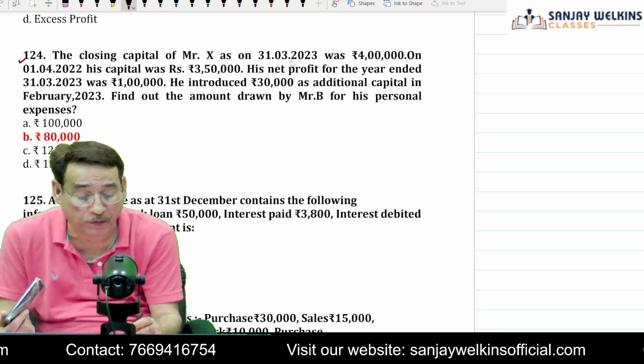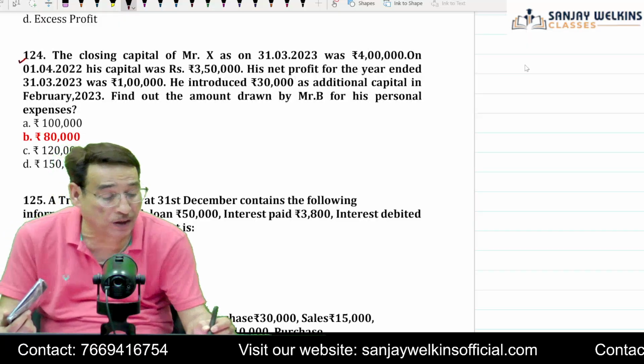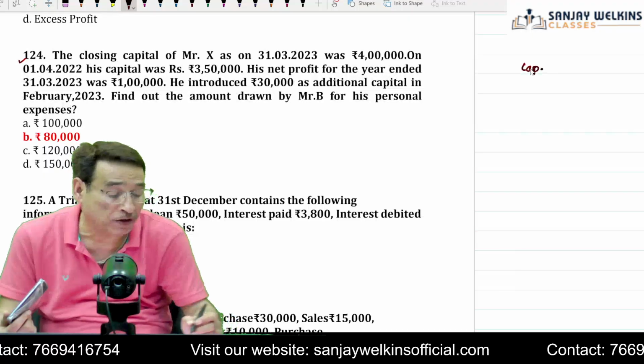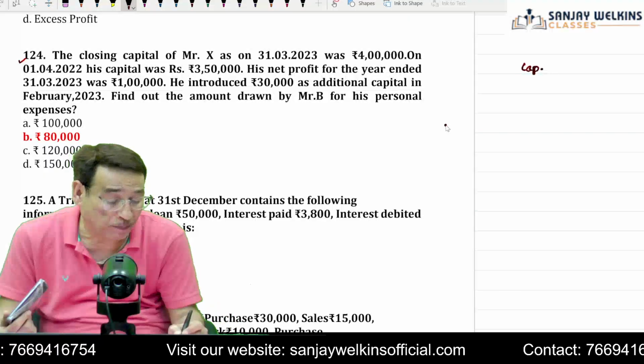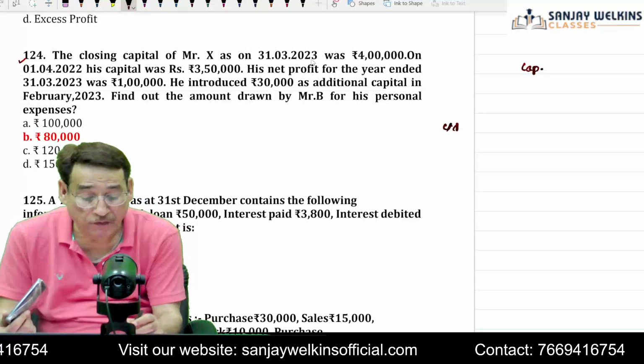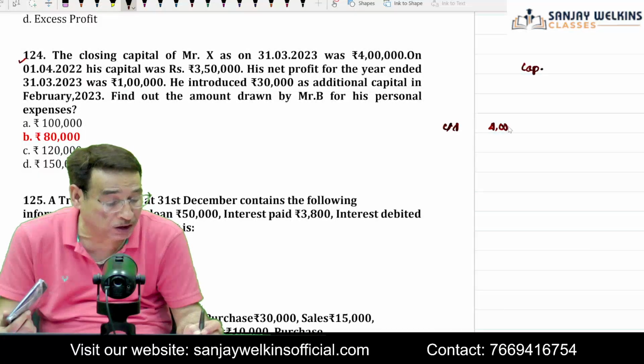Then, as far as the next question is concerned, it is written that closing capital employed of Mr. X was 4 lakh. So in this particular question, closing capital employed is given. Now this is your capital employed. This is your capital account. Now, balance carried down. Closing capital employed is, in fact, as on 31st of 3, 2023. Our closing capital employed is given to us as 4 lakh.